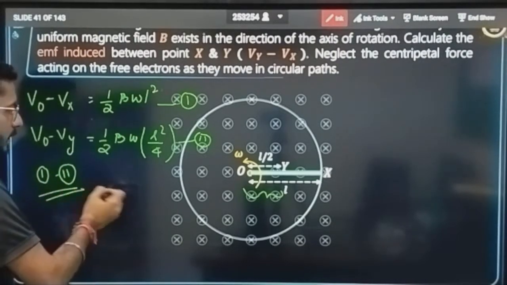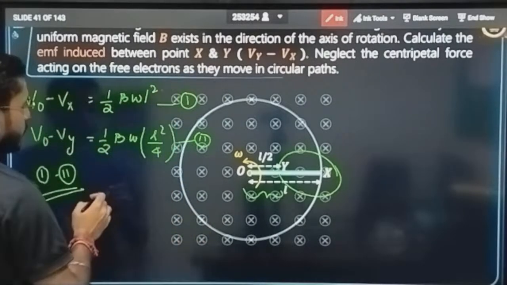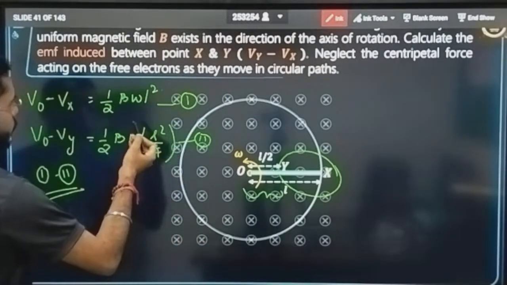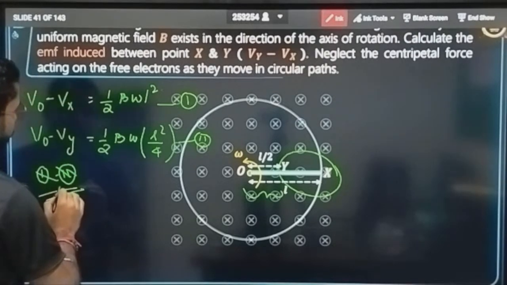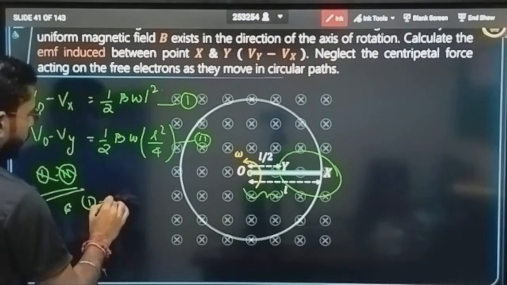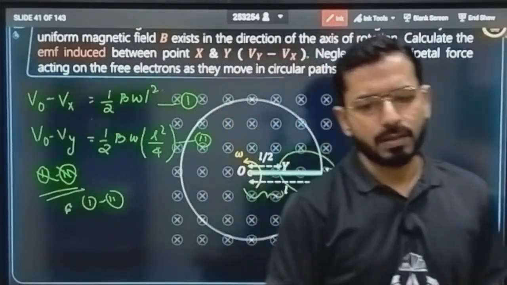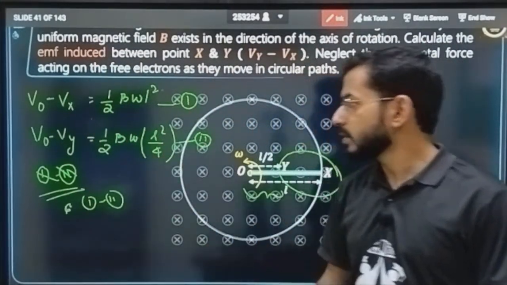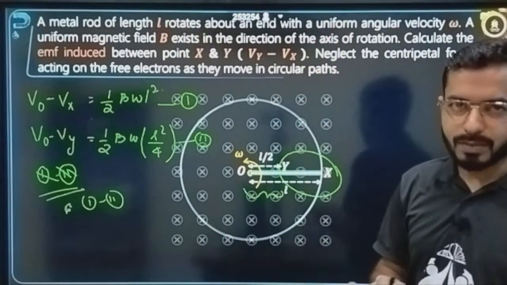When I do equation 1 minus equation 2, I will simply get what I want to calculate, Vy minus Vx. Vy will become positive, and the rest of the things you can easily solve. Solve it and you will easily get the result. Correct? Did you understand? Now this was one method.